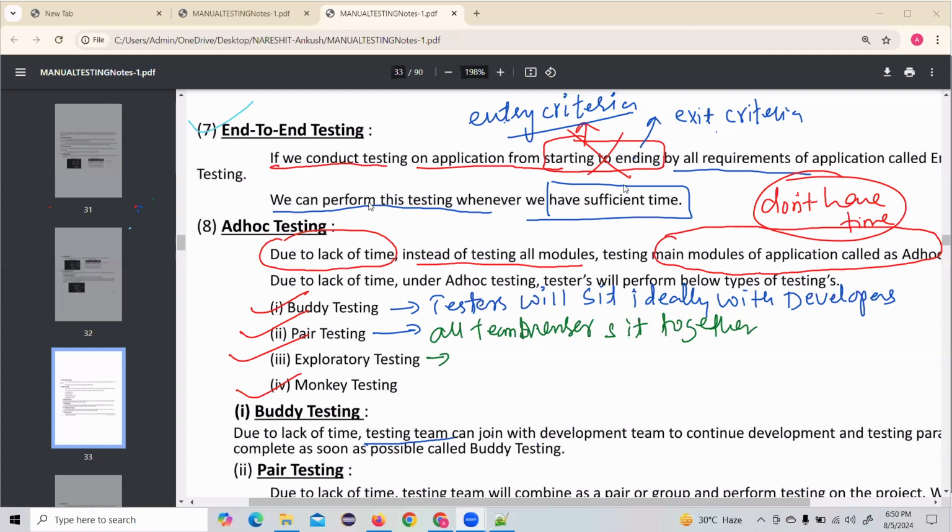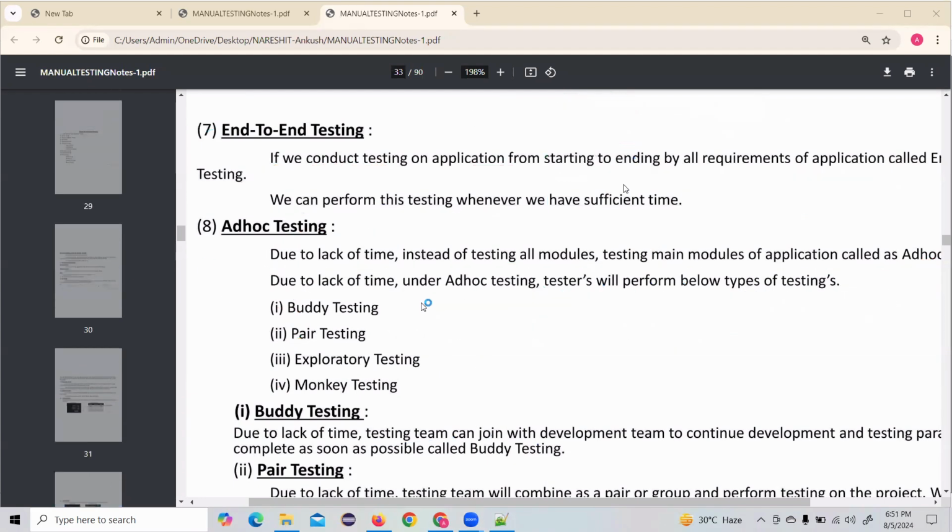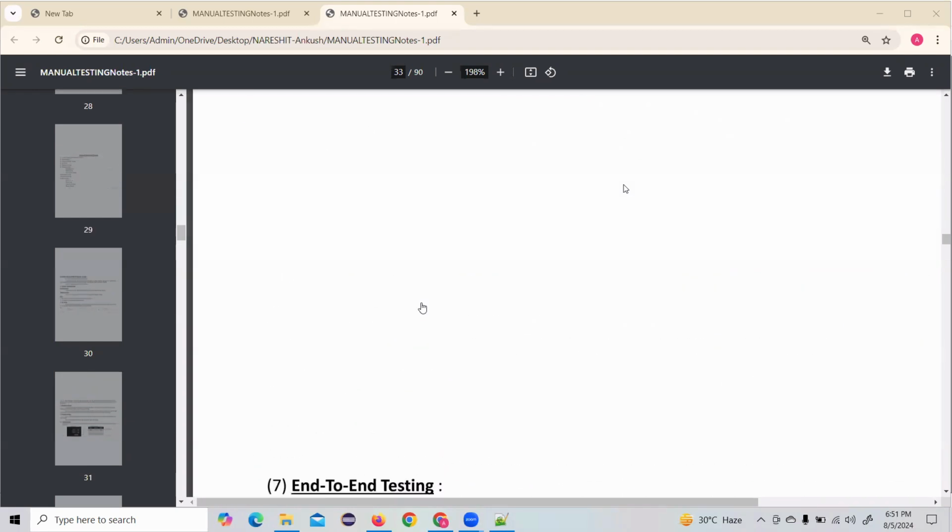Yes. Now, what is meant by exploratory? What is the meaning of the word explore? Exploring the things? What is the meaning of the word explore? I'll tell you one scenario. Look here. Everyone look here, please.